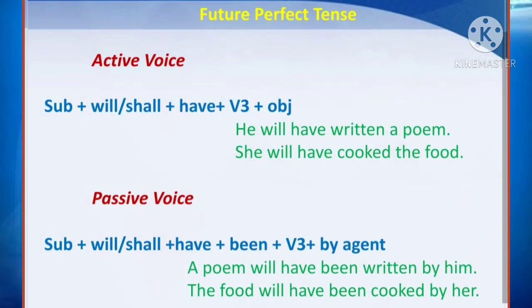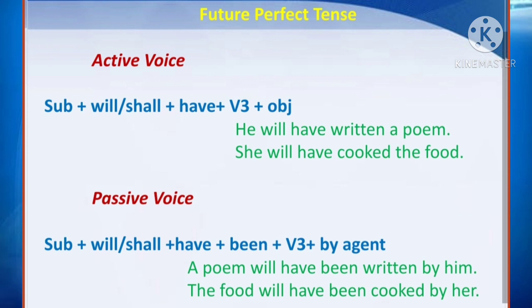Next, future perfect tense. Active voice, the rule is subject plus will or shall plus have plus V3 plus object. Let us take the examples. He will have written a poem. Here he is a subject plus will plus have plus V3 form of the verb write, is written, plus object, a poem. Next sentence, she will have cooked the food. Here she is the subject plus will plus have plus V3 of cook, is cooked, plus the object, the food.